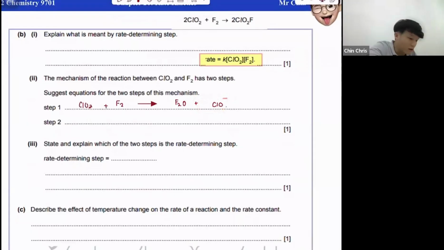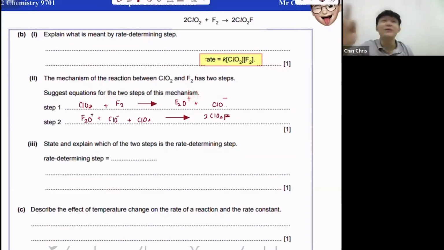Charges not balanced. Okay, so guys, I'm going to make it more complicated. F2O+, Cl-, ClO-. All right, then second, F2O+, ClO-, plus another molecule, ClO2. Boom, everything turns to ClO2F. For the charge, as long as it's balanced. Let me tell you, your A levels are already quite nice.